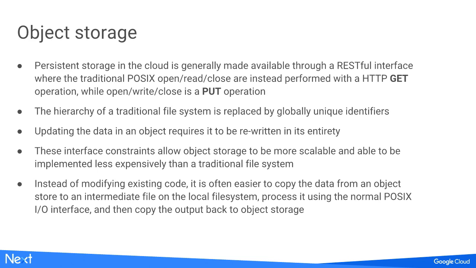One of the things you can do with a file is update a block inside that file without changing the rest of the data. But in an object store, if you change one bit in that object, you rewrite the entire object. Those constraints are there for a reason. It makes object storage much more scalable and much less expensive. But the cost that you do have to pay is modifying code that already exists to work with an object store rather than a file system.